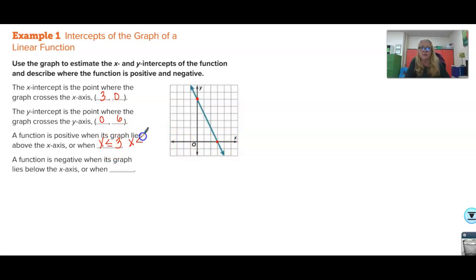When x is less than 3, the graph is positive. When x is greater than 3, the graph is negative because then it goes below the x-axis. And then this point right here, this is when x is 0, so it's neither positive nor negative. That's why this one was wrong, because this would have included the 0.